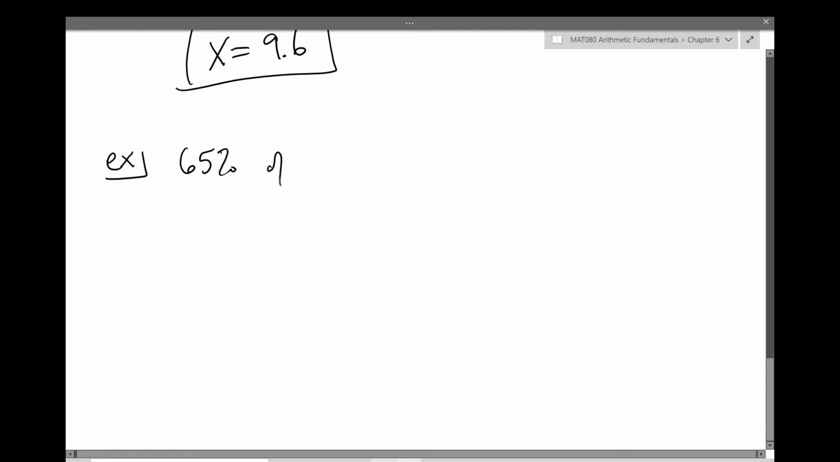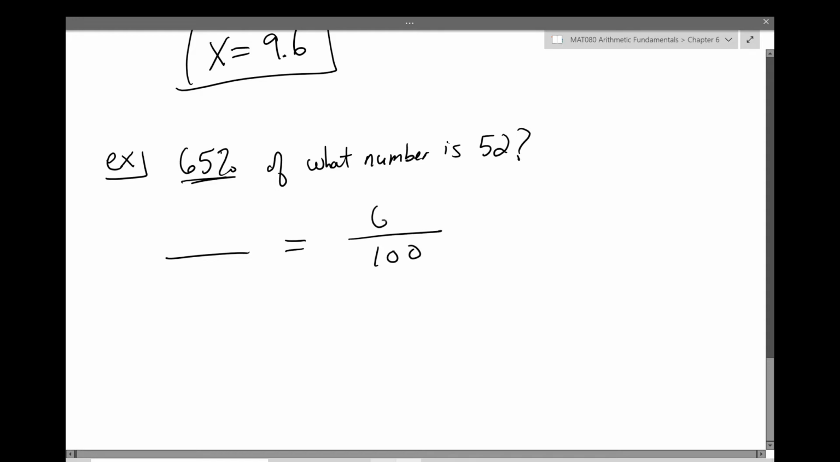All right, let's try another one. 65% of what number is 52? So set up your proportion. 65%, I see that, so that goes right here. Here's the word of. Well, I don't know what number that is, so I write an x. And the 52 goes in the numerator.